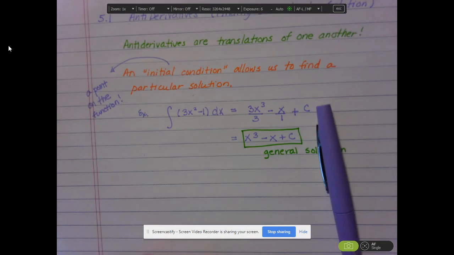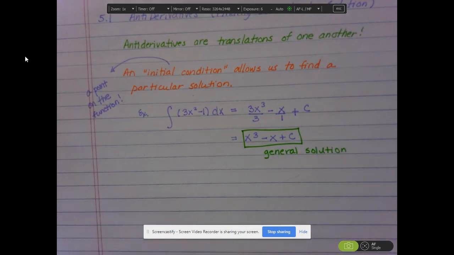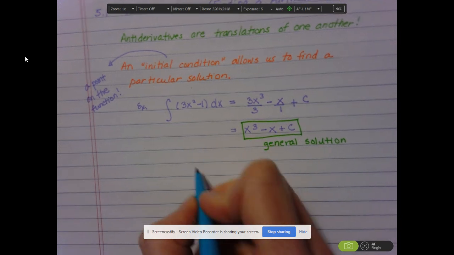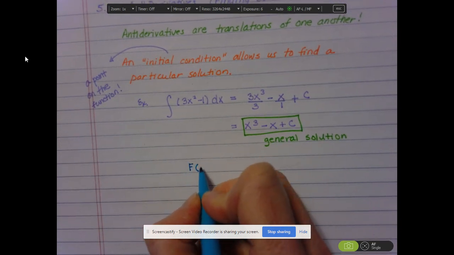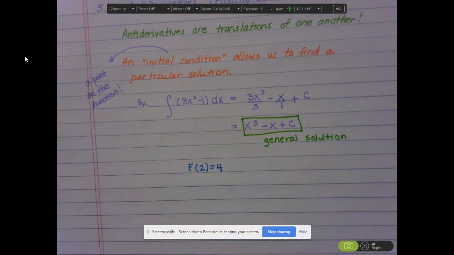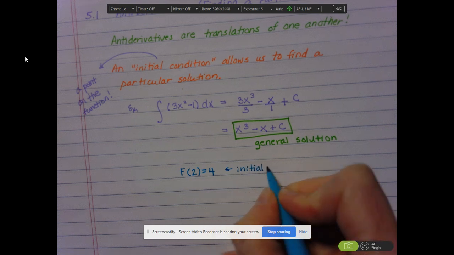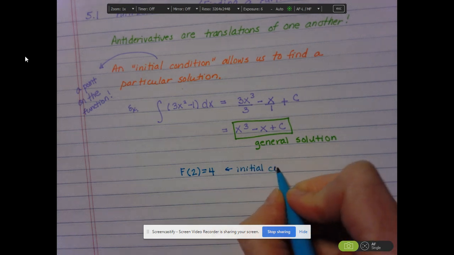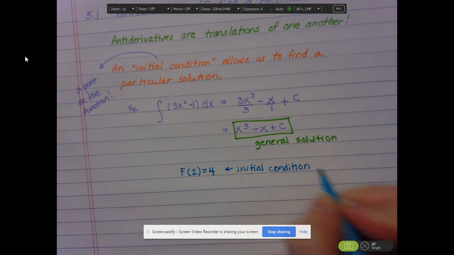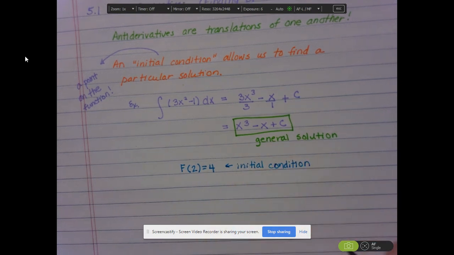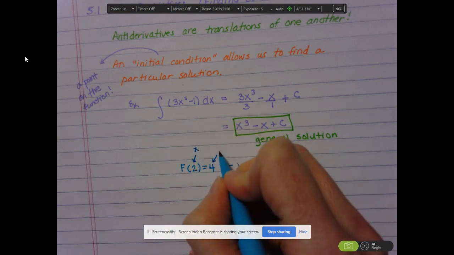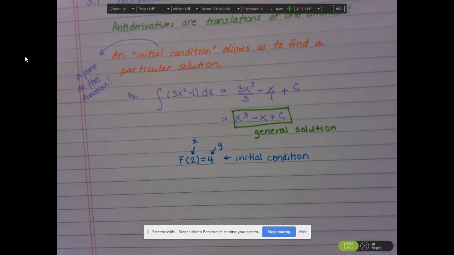So now I can narrow this a little bit and give you an initial condition. I could say f of 2 is equal to 4. Given that, you now know something about this particular value. This is, again, an initial condition, which is a point on the function. It's nothing more than an x value and a y value. So going back to our Algebra 1 days, this is the x value, this is the y value. We're just going to plug it in.